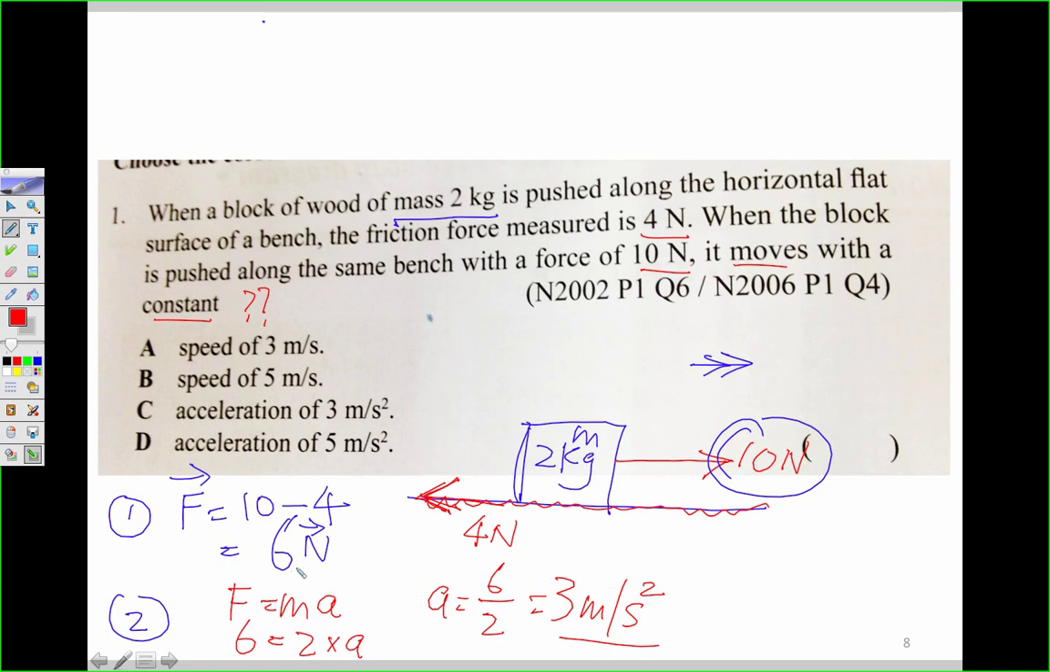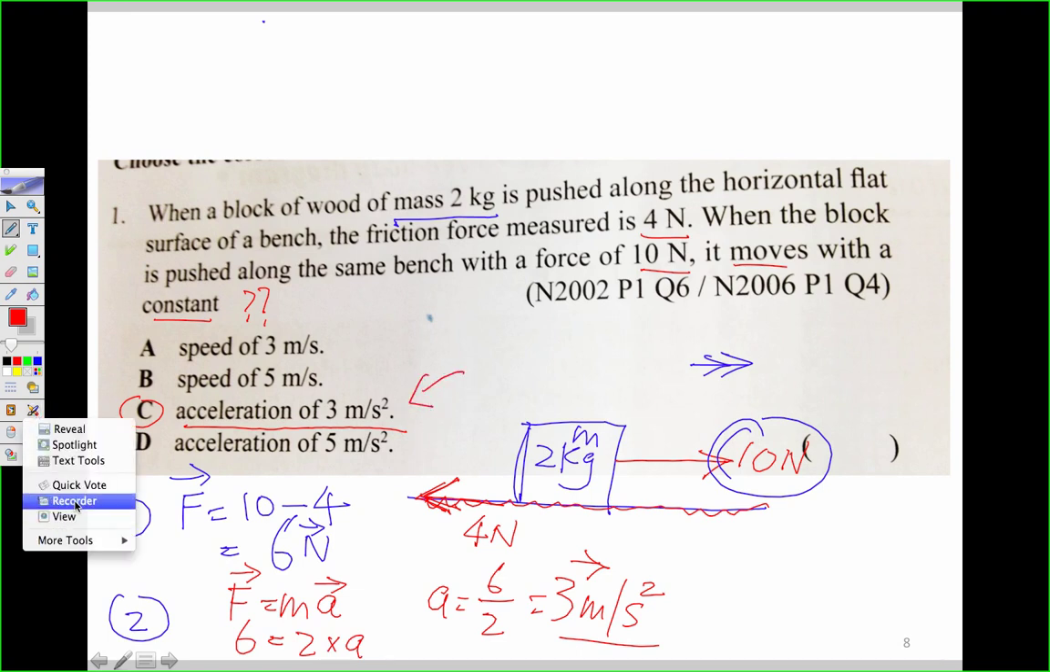So with a certain resultant force, obviously I will also have an acceleration. So in this case, my acceleration will be 3 meter per second squared, which is also towards the right side. So my answer will be C. Okay, acceleration of 3 meter per second squared to the right. So this is my answer for this question.